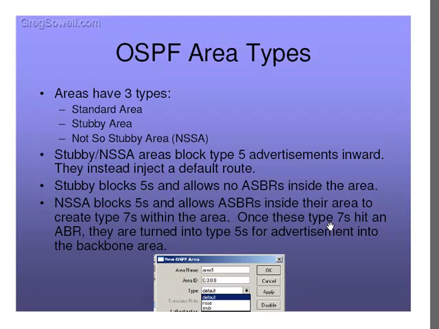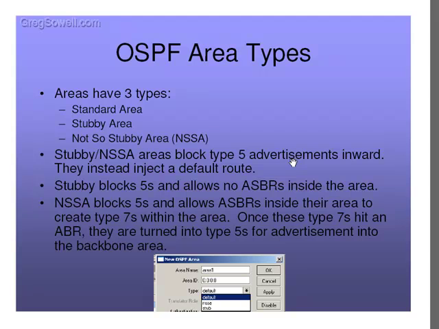OSPF area types. Areas have 3 types. You've got your standard, your stubby, and your not so stubby. Cisco goes on and puts a couple of proprietary extensions onto that, and they add the words totally stubby and totally not so stubby, which seems kind of backwards, but it's actually a pretty interesting implementation. Stubby and NSSA block type 5s from coming into an area. They instead inject the default route.